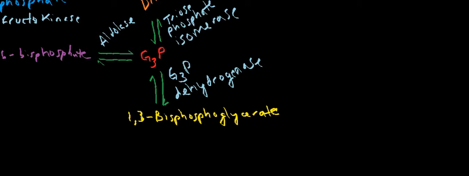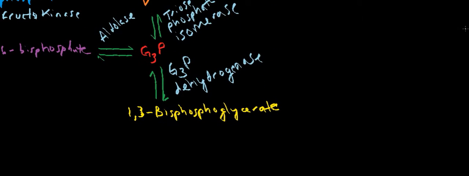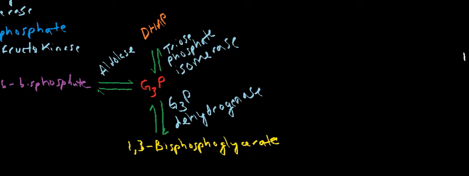Okay, and I actually want to go back and put in the electron acceptors in this pathway. When you have the conversion of G3P to 1,3-bisphosphoglycerate, you are putting in inorganic phosphate and NAD+ to give you NADH.